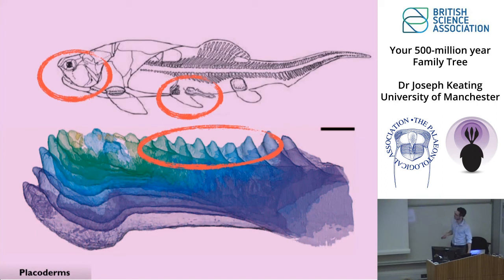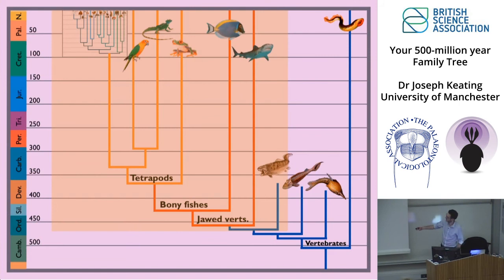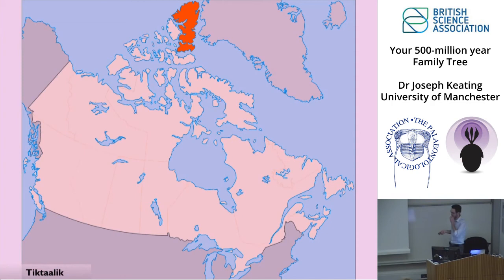We can place placoderms again on our family tree. And placoderms are grouped with these other vertebrates by the presence of jaws, of pelvic fins, and teeth. Finally, I'd like to talk to you about one more fossil, and this one was a bit more difficult to find than the others that I've mentioned.